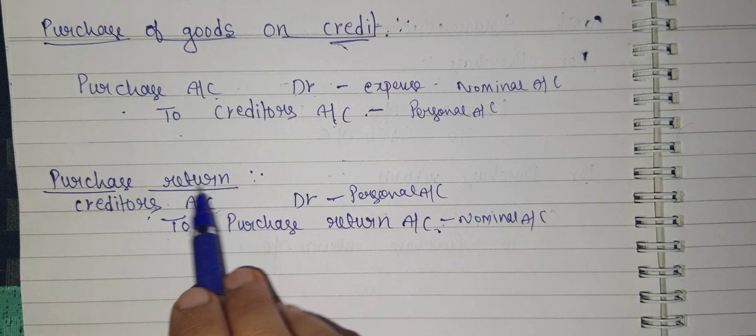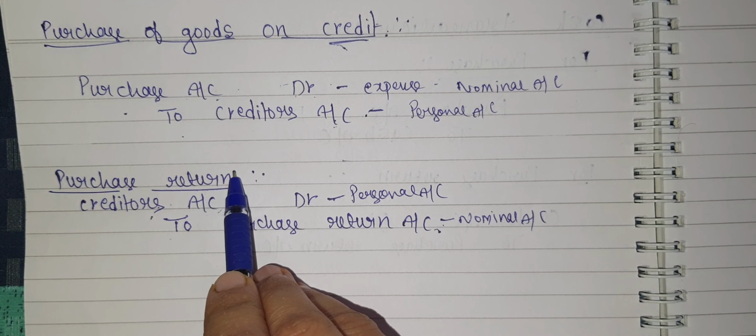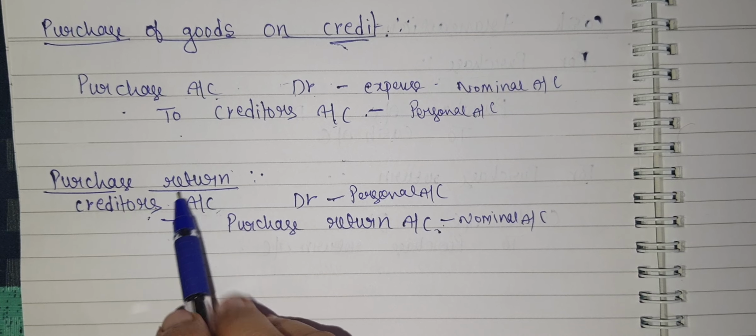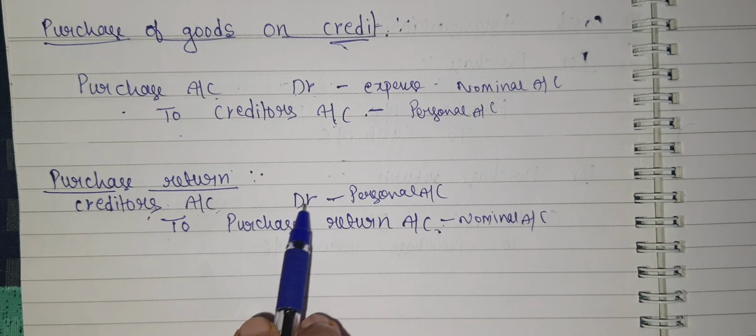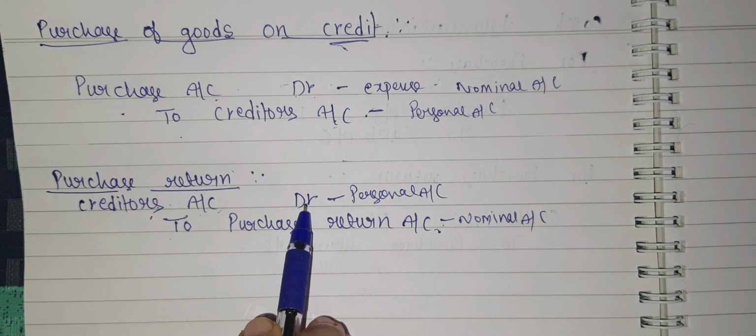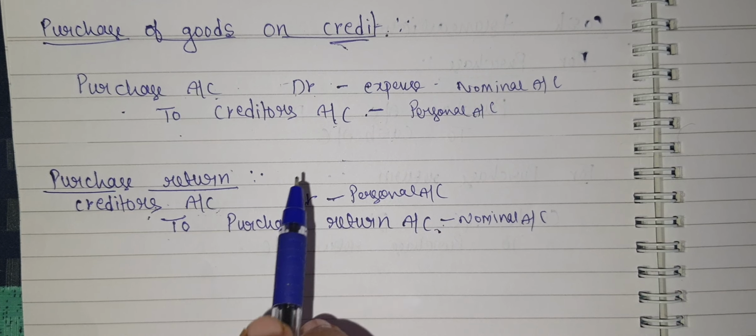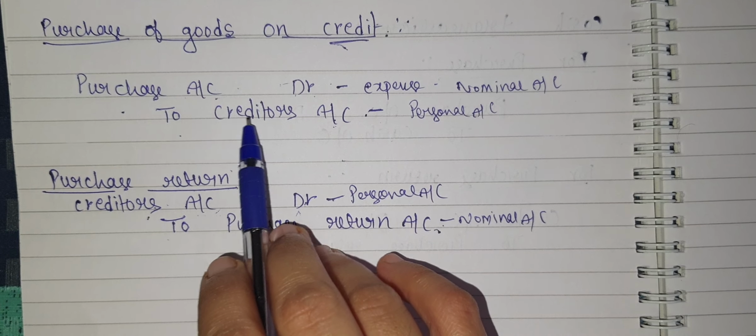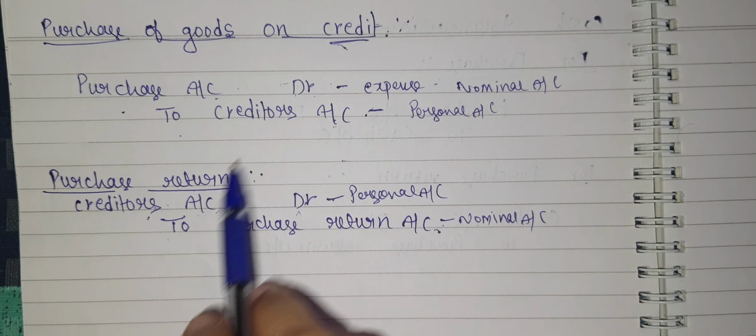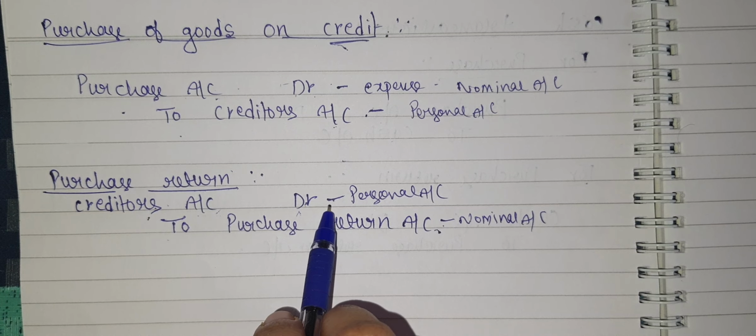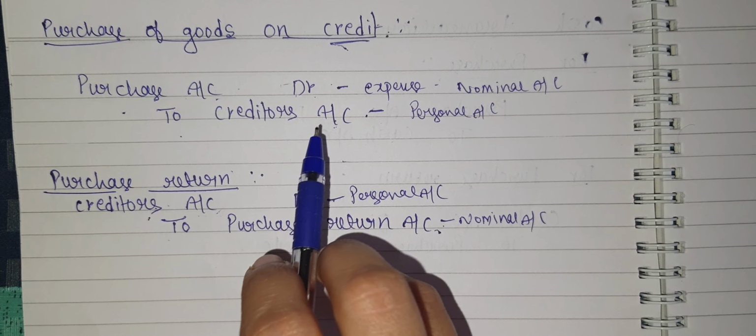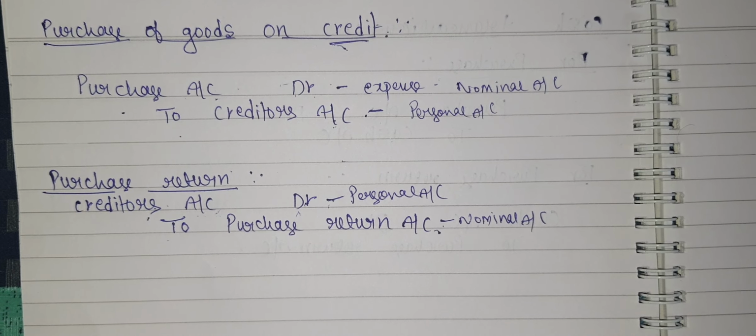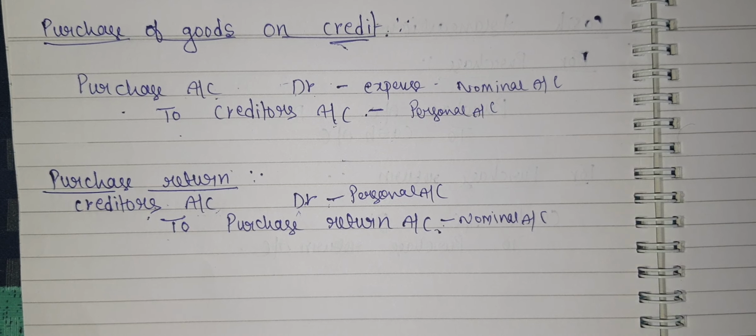Now we will see the journal entry for purchase return. Here, creditor's account is debited. In purchase return, creditor's account is debited, but in purchase, we have credited the creditor's account. In purchase return, creditor's account is debited because of two reasons. Creditor's account falls under personal account.